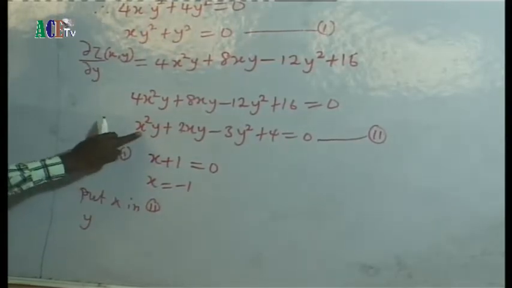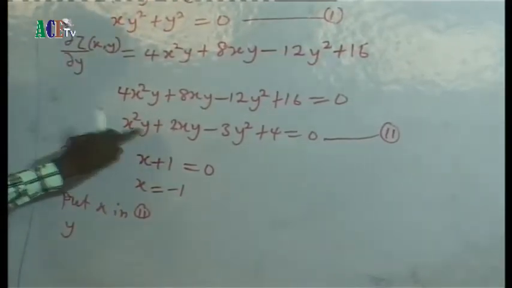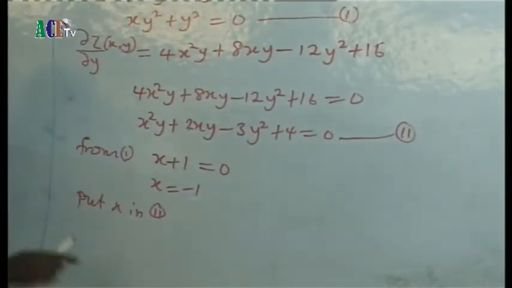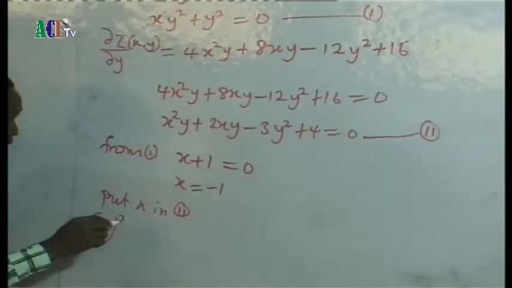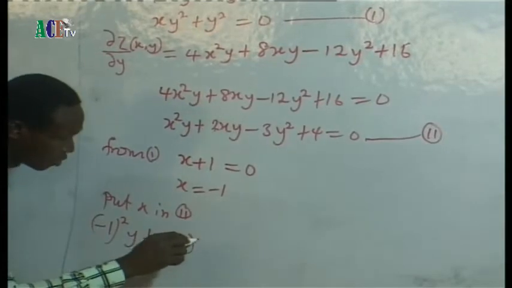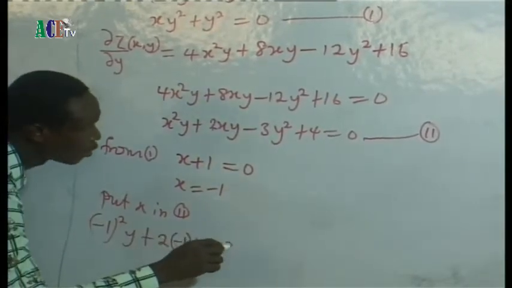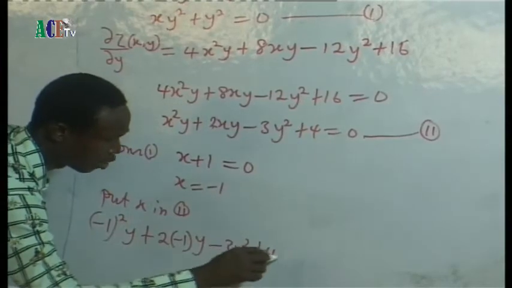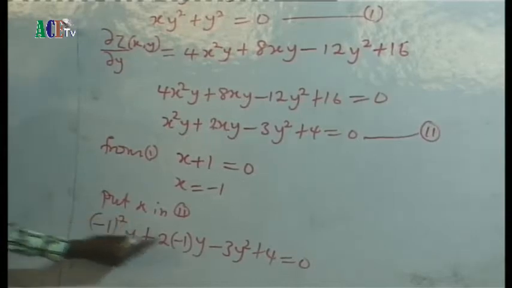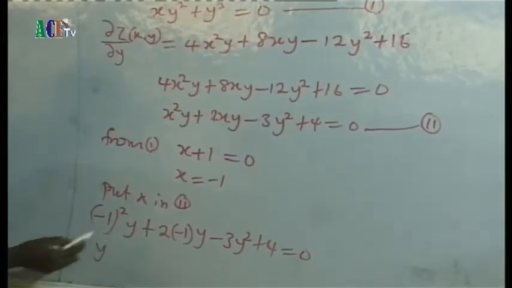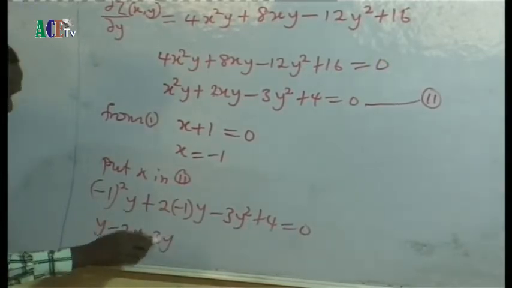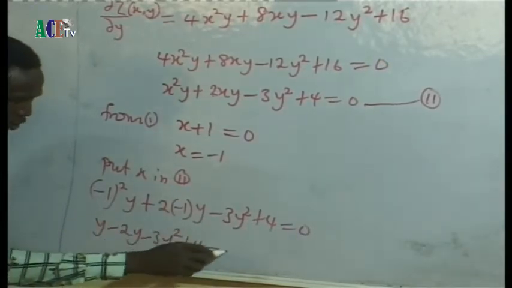Don't forget this is minus 1. If I put minus 1 squared, it will be 1. Let me just put it so that some people will not crucify me. Minus 1 squared plus 2 into minus 1 y minus 3y squared plus 4 is equal to 0. This one will be 1, this one will be minus 1, and I have 1 minus 2y minus 3y squared plus 4 is equal to 0.